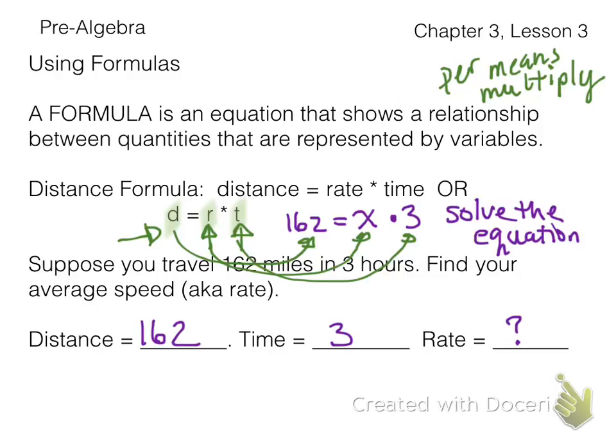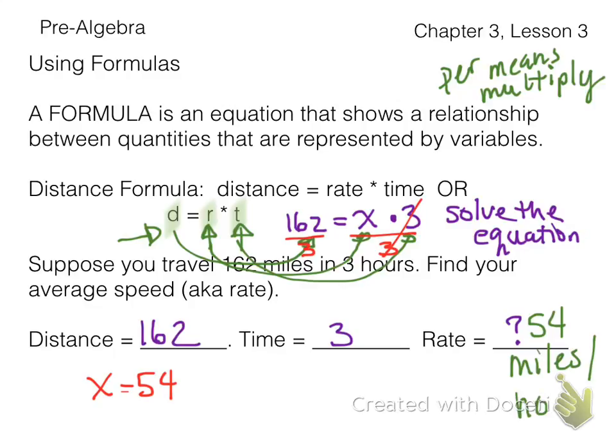Well, what is happening to x? It's being multiplied by 3. So the opposite of multiply by 3 is obviously divide by 3. So I'm going to divide by 3 on both sides. And then 162 divided by 3 is 54. So your rate was 54 miles per hour.